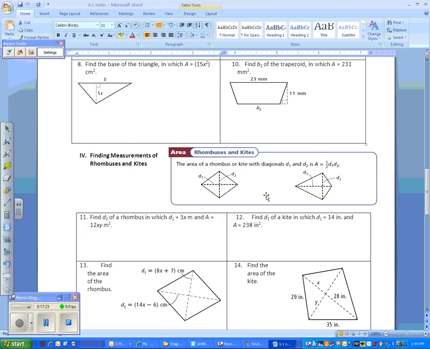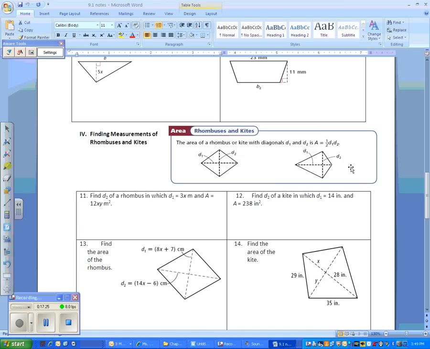And the last thing you're going to work on are rhombuses and kites. I know you guys aren't really familiar with what these are yet, but we'll go back in 2012 and talk about what they are. But trust me when I say that the formula is the diagonal times the other diagonal divided by 2. And remember, that's how you find the area for both shapes. The diagonals go from one corner to the opposite corner. So this is a diagonal right there.